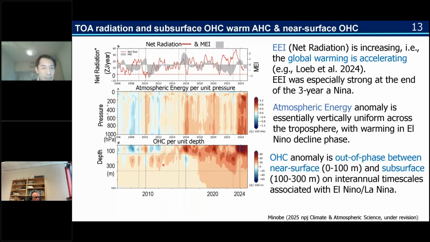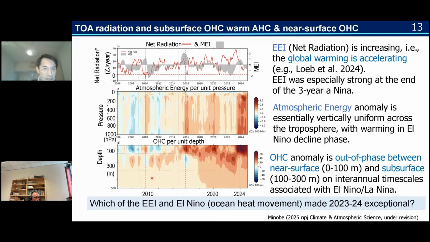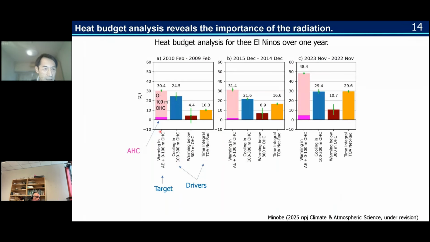So we conducted a heat budget analysis for these 3 El Nino events for a 1 year period to understand what makes 23-24 exceptional. This is the result of the heat budget analysis. The leftmost bar is atmospheric energy, sorry, not AHC, that is old terminology in our manuscript. Atmospheric energy and 0 to 100 meter ocean heat content are stacked. The 0 to 100 meter ocean heat content anomaly is much larger than atmospheric energy anomalies.